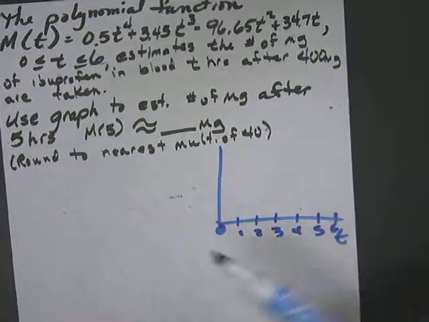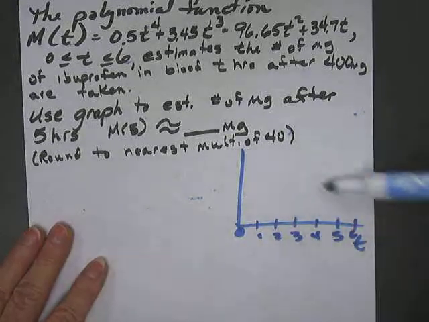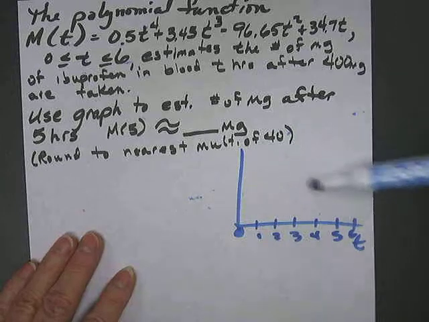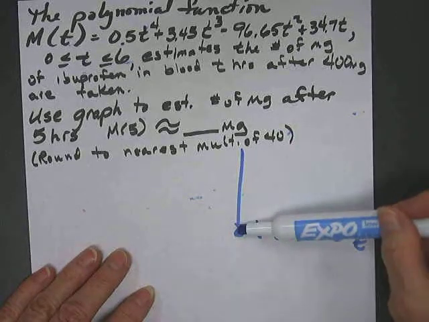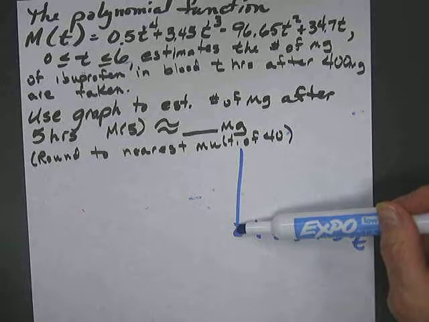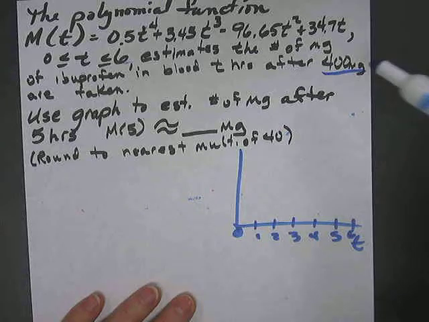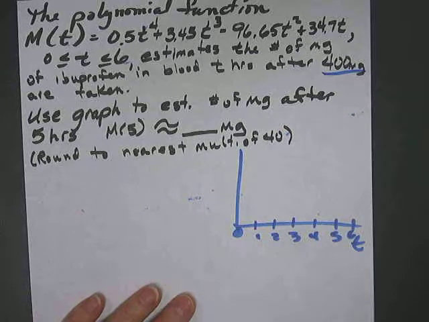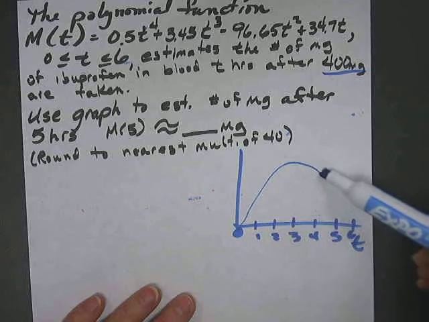This one actually had a graph with it. It had this big old long polynomial function, and it says that the time is going to be greater than 0, so it starts at 0 and goes all the way up to 6 on the graph. The t down here started at 0, went 1, 2, 3, 4, 5, 6. Okay?